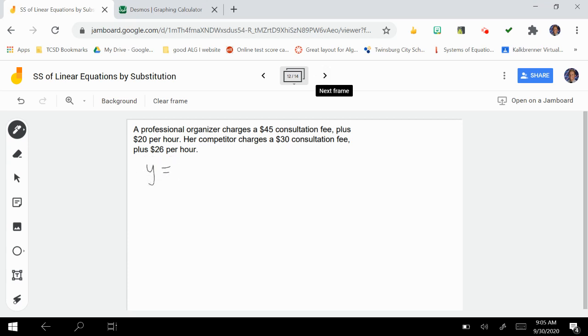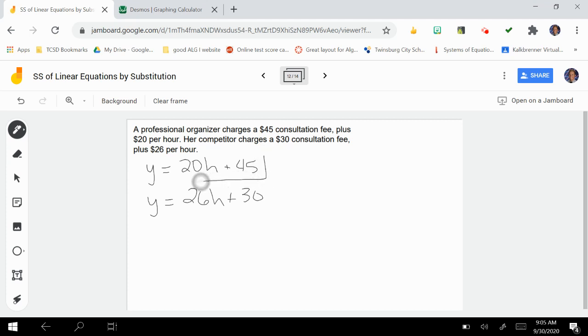Y equals 20 per hour plus the initial fee of $45. The competitor is Y equals 26 per hour, so they're a little bit more expensive per hour, but they're a little cheaper up front. So now what do you notice? Both are solved for a variable. Good. So it doesn't matter which one we're going to substitute in for. We know we're going to substitute y's out, however.